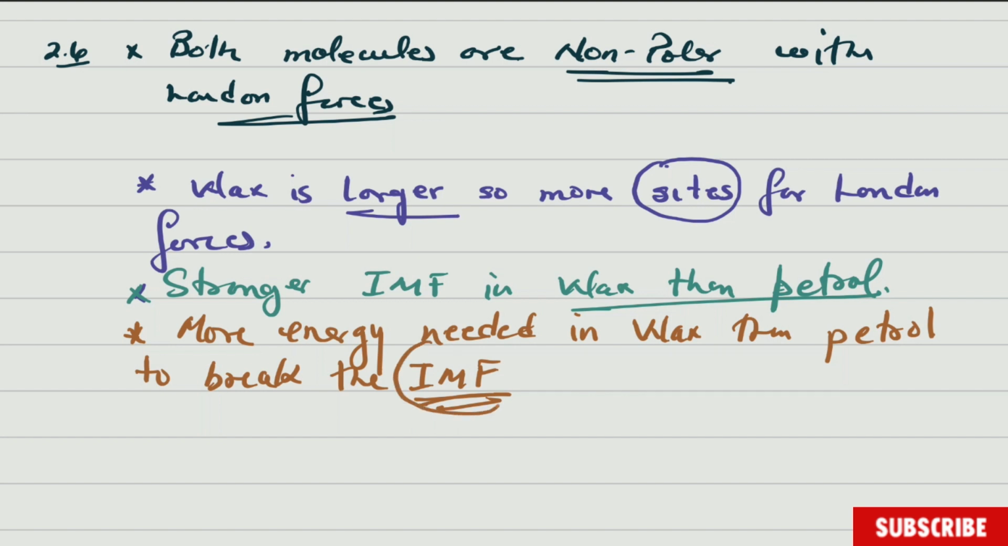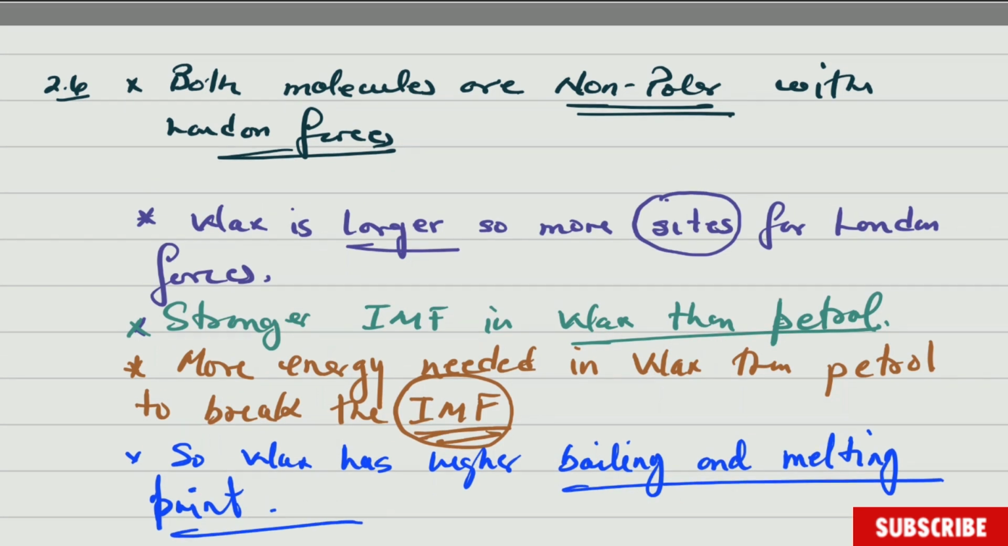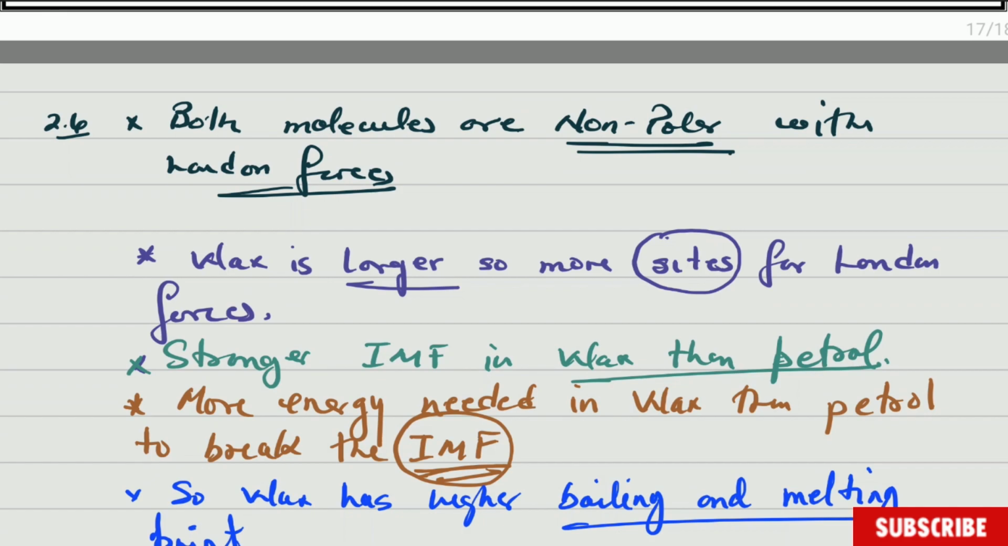Be careful you don't write the word bonds there. We are not talking about bonds. Remember, bonds is the interatomic forces. We're talking about intermolecular forces. And finally, therefore, higher boiling and melting point. So wax has higher boiling and melting point. Guys, this is the explanation you have to give here. It's quite simple. Let's go to the rest of the question.